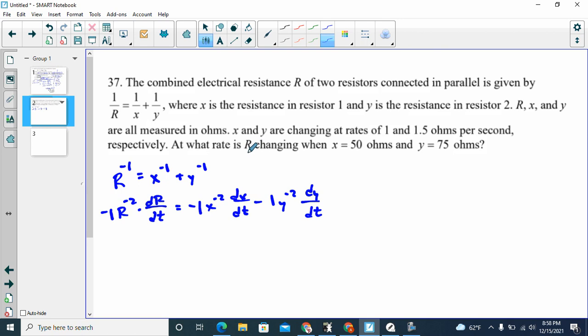We are looking for the rate at which R is changing, so we want to find dR/dt. We should be able to fill in everything else. So I've got negative 1 times x to the negative second, so that'd be x squared on the bottom. I'm going to rewrite it so that I've got x squared on the bottom. Same thing here, minus 1 over y squared times dy/dt. On this side, I've got negative 1 over R squared times dR/dt.